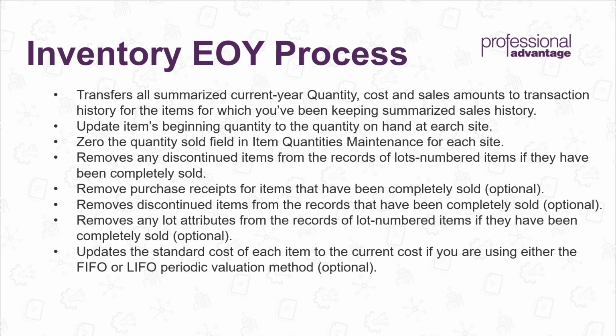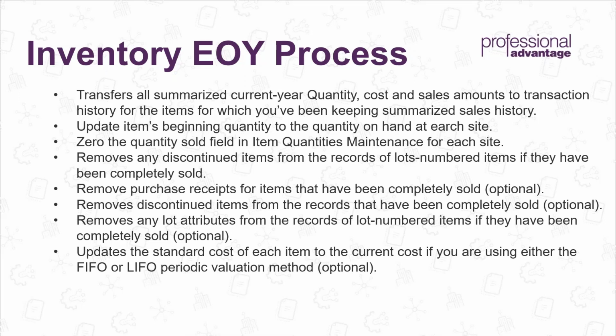And also, items' beginning quantity to quantity on hand at each site will be updated as well. At the same time, the quantity sold field in the item quantity maintenance for each of your sites will be 0. If there are discontinued items that we've ticked in the module, then as part of the process, we can choose to remove those discontinued items.